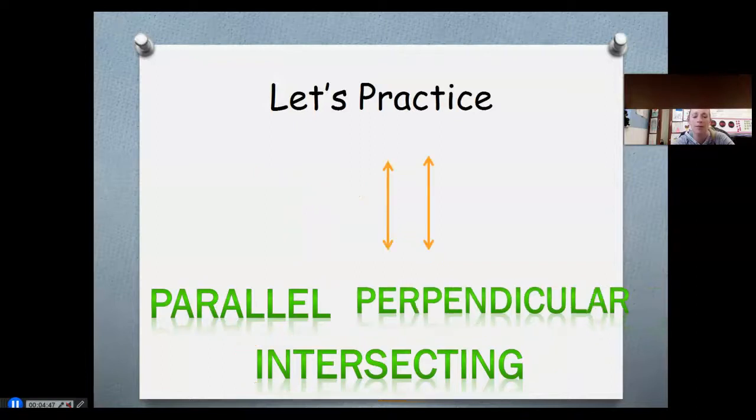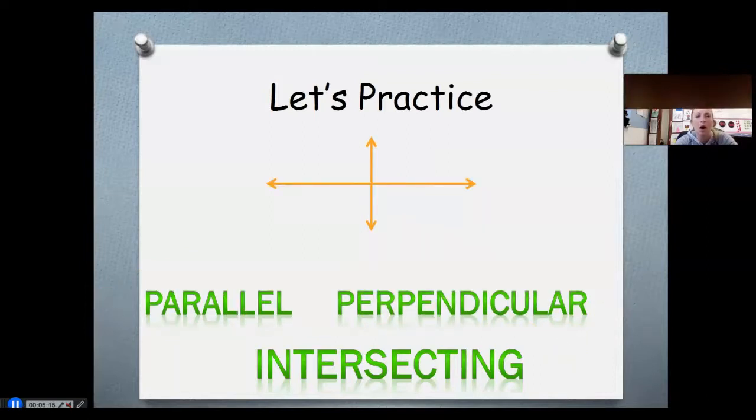Let's try another one. What kind of lines are these? Please write down PA for parallel, PE for perpendicular, or I for intersecting. Those lines are parallel. They will never ever touch. Remember, these look like two L's, and parallel has two L's in them. So parallel lines will never ever touch.